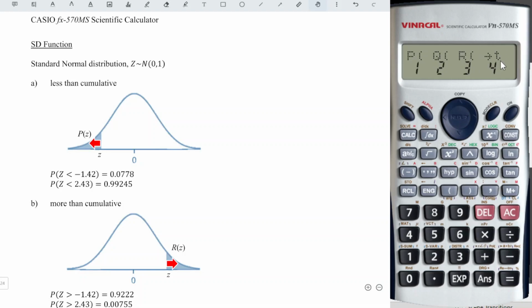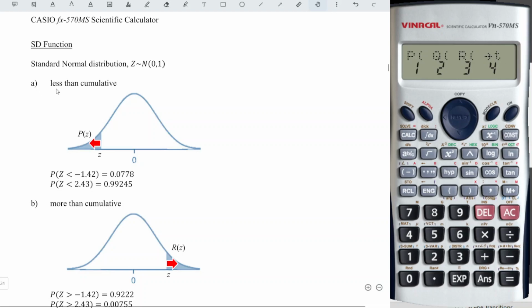T is simply the standardized random variable, which is x minus mu divided by sigma, which means we can ignore it because it's not really useful. It's not the student T function, and we must use it together with the data.